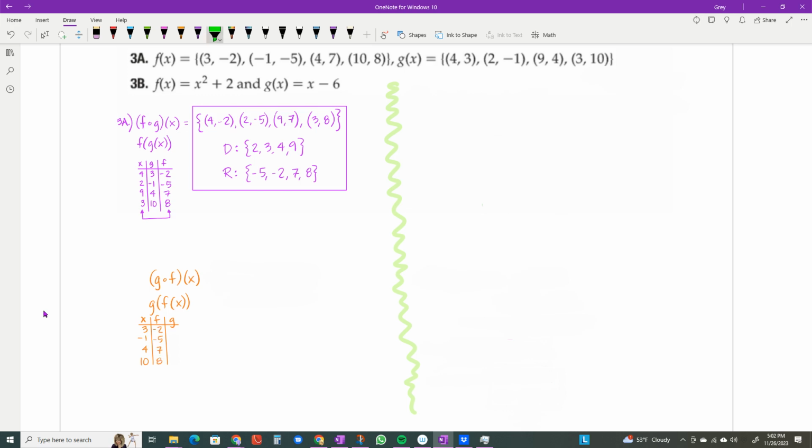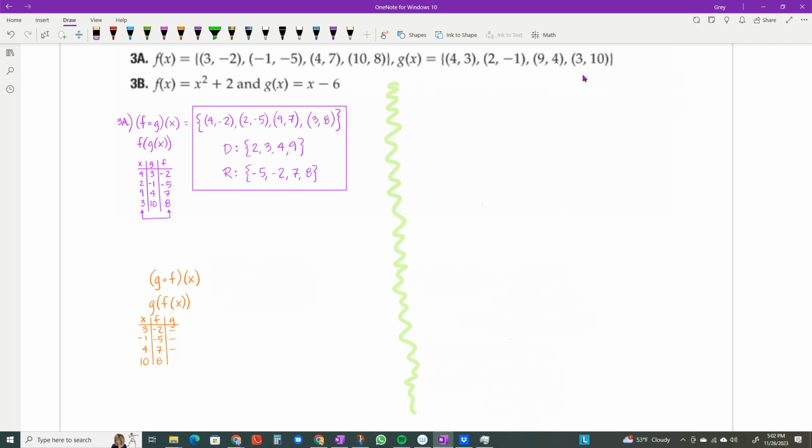And then I've got to put negative 2. I've got to find where negative 2 is. Where's x equal to negative 2 up here? Well, it's not. So that means it's actually not defined at that point. If I go look for negative 5, not defined.